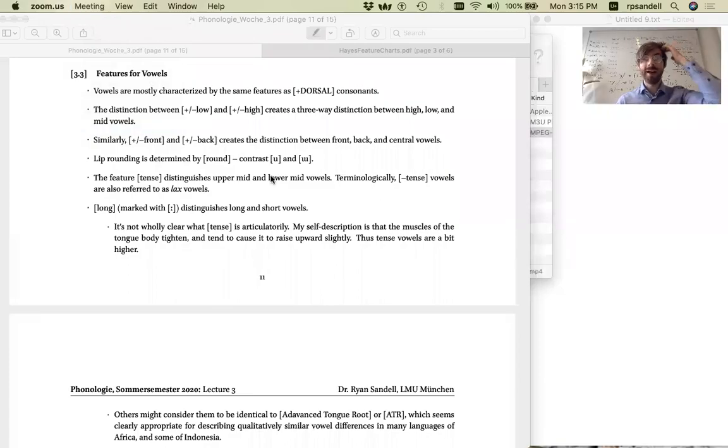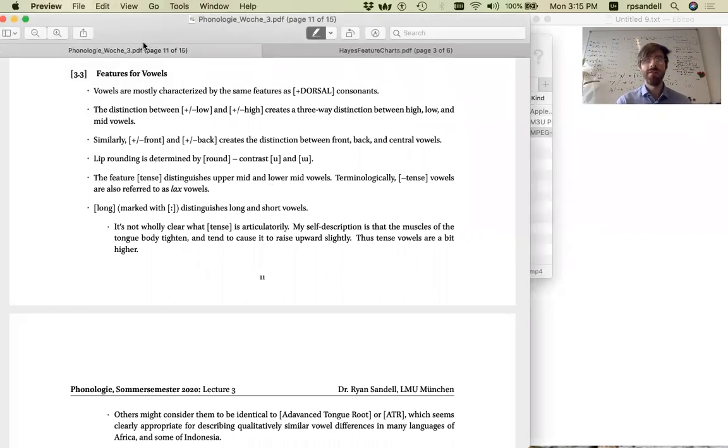Hi everyone, welcome back. Now that we've familiarized ourselves with the features needed for identifying most types of consonants, we can now turn to vowels.